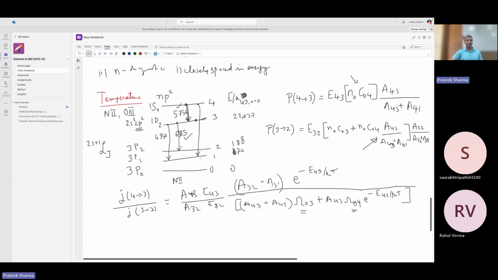We can actually plug in. This is all atomic physics, and the omegas are also well known. So now you can see at different temperatures how this line ratio goes, and make this sort of temperature diagnostic.